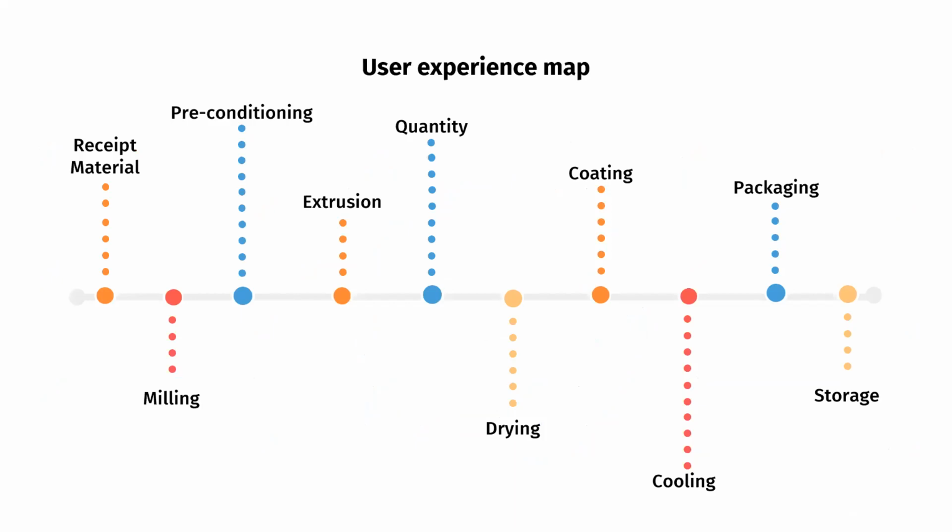So now that we have talked about the empathy map, we need to talk about the user experience map in the process. We know that the pursuit material, preconditioning, extrusion, quantity, coding, and packaging are processes that don't give us any problems, so we don't consider them in the improvement of this system that we are talking about.